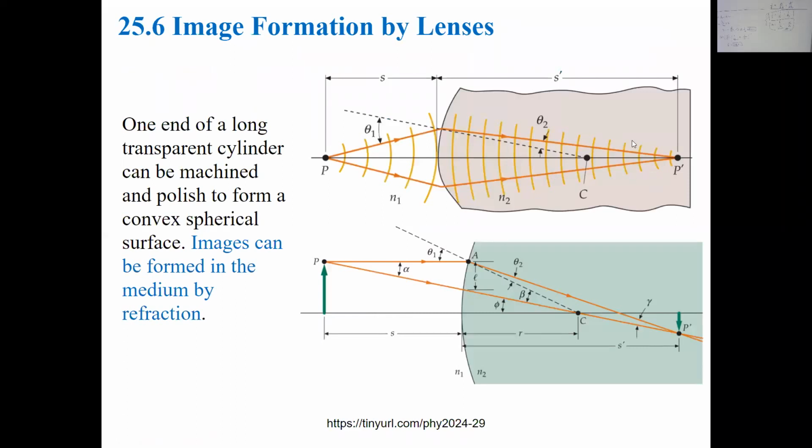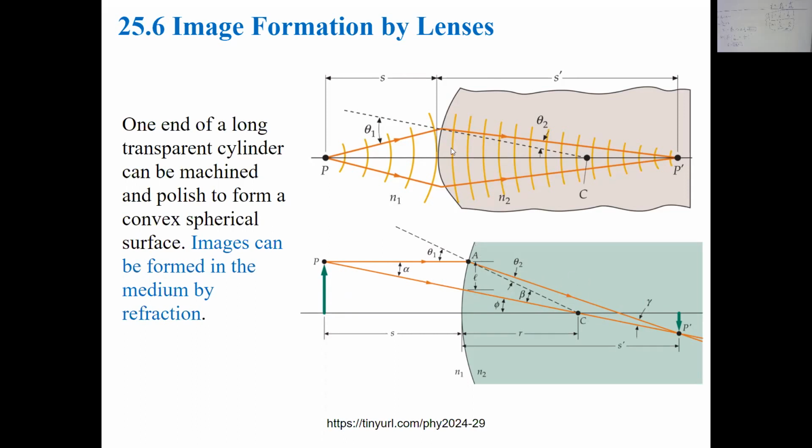Next, we'll be looking at the image formed by lenses. This happens when rays hit the surface of a material, and that material is transparent. For example, if you have an image in front of a transparent material, this could be glass or some rubber material. Then in that case, the rays will enter the material over here.